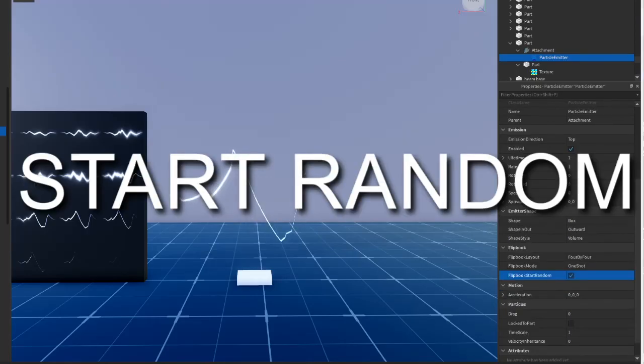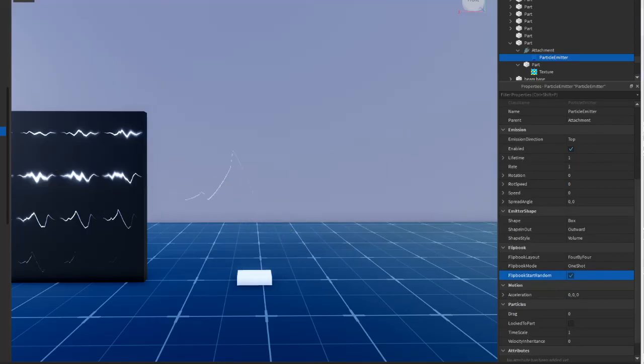Start random. It randomizes the starting frame of your sprite sheet. I have no idea what it's good for, but probably good for something. Yeah, that's it.